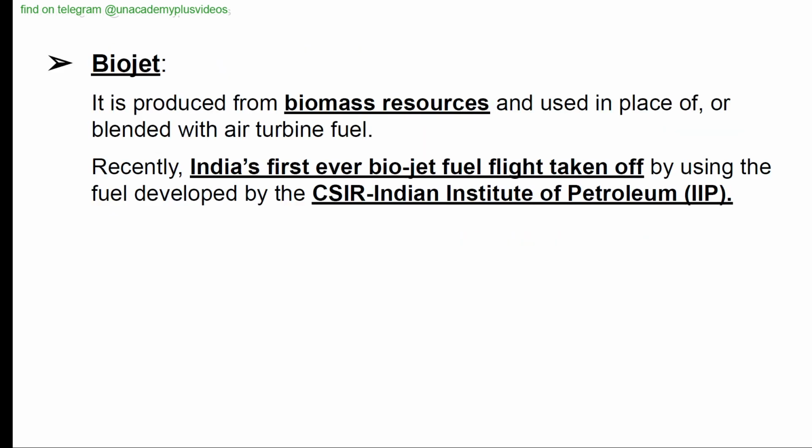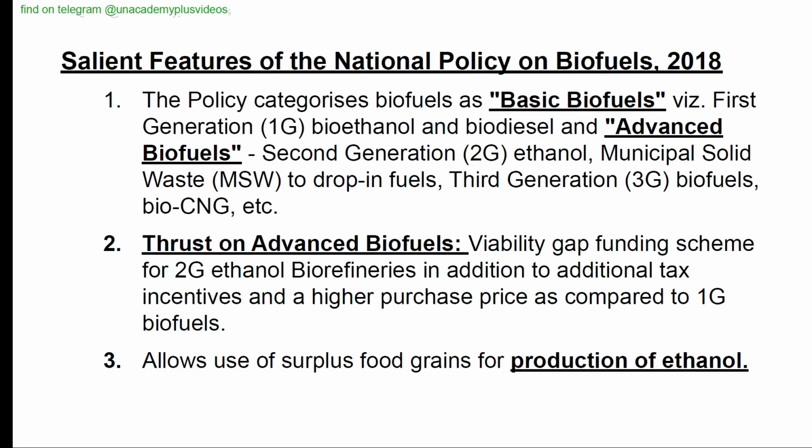Biojet is produced from biomass resources and used in place of or blended with air turbine fuel. Recently, India's first ever biojet fuel flight took off using fuel developed by CSIR, that is the Indian Institute of Petroleum, IIP. Salient features of the National Policy on Biofuels 2018. The policy categorizes biofuels as basic biofuels, namely first generation bioethanol and biodiesel, and advanced biofuels, that is second generation ethanol, municipal solid waste (MSW) to drop-in fuels, third generation biofuels, bio-CNG, etc.